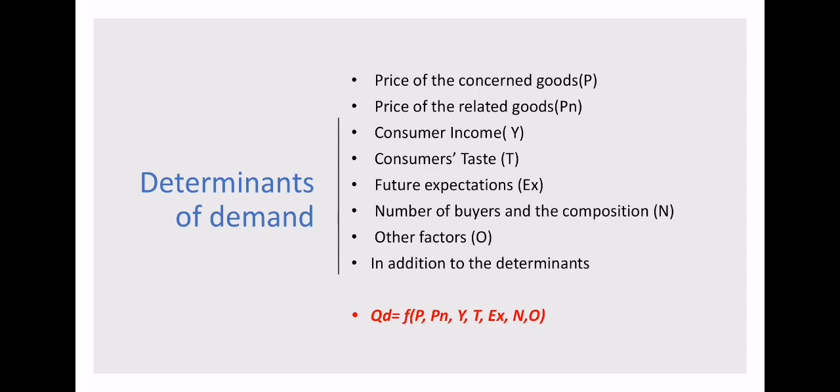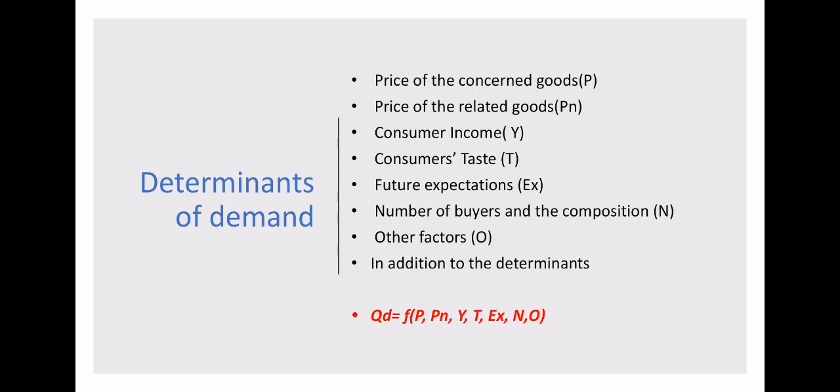Then the price of related goods. Related goods are substitute goods and complementary goods. So if the price of another substitute good falls, you'll end up buying that good. So then the demand for the good under consideration will fall. Then consumer income: when your income increases, your ability to buy increases, therefore you can buy more. Then consumer taste. These are trends basically. If there's a trend for a certain type of clothes, then there's more demand for that type, but when the trend expires, there's going to be less demand.